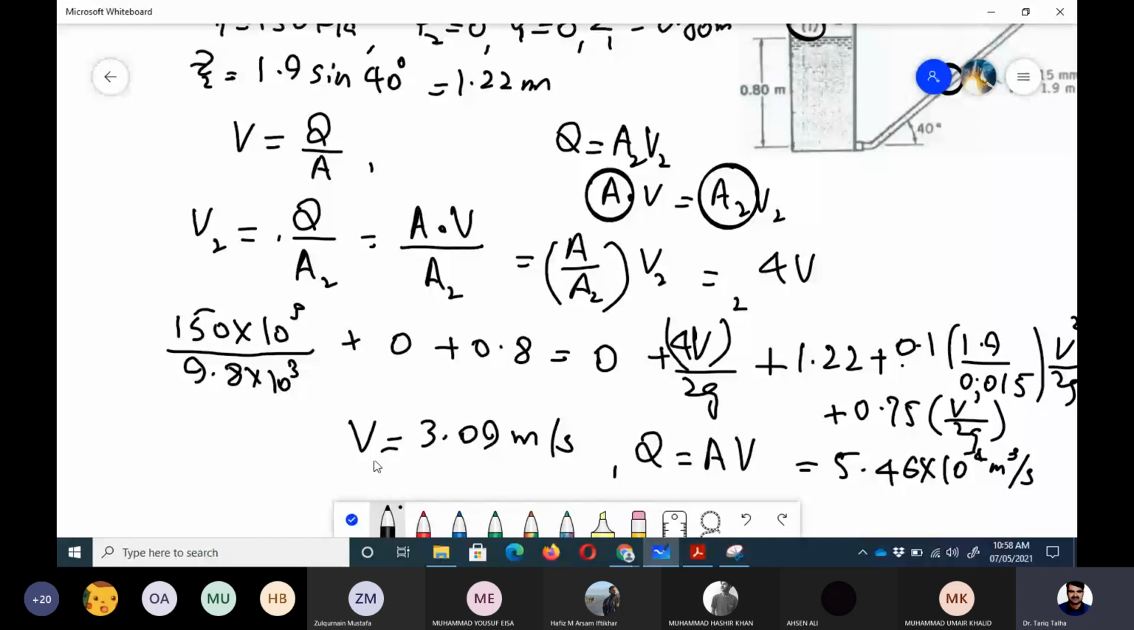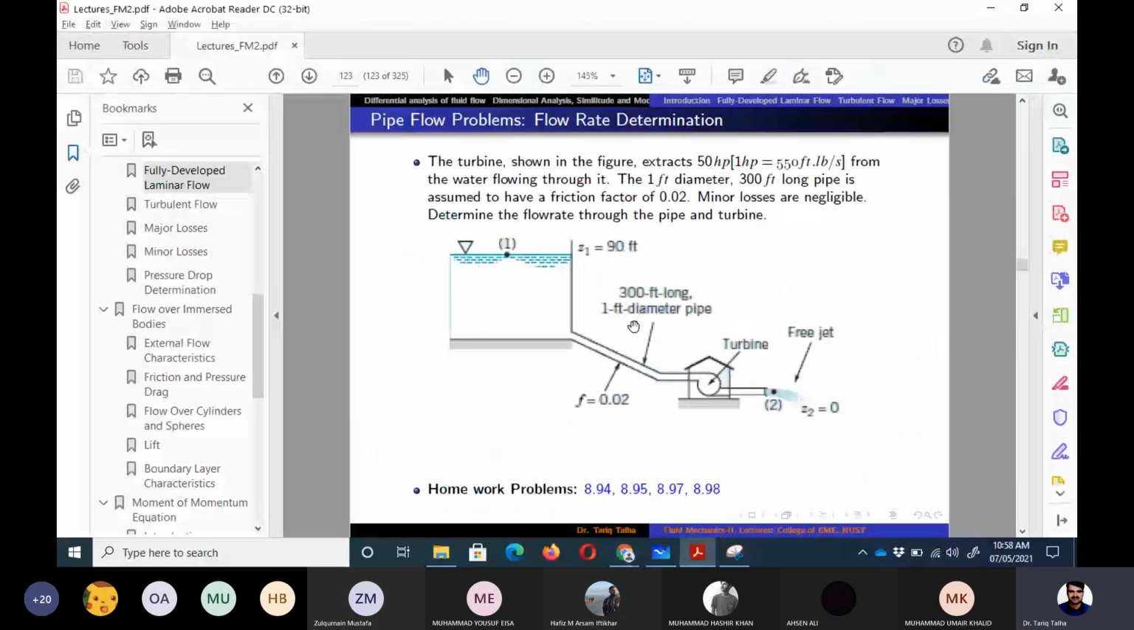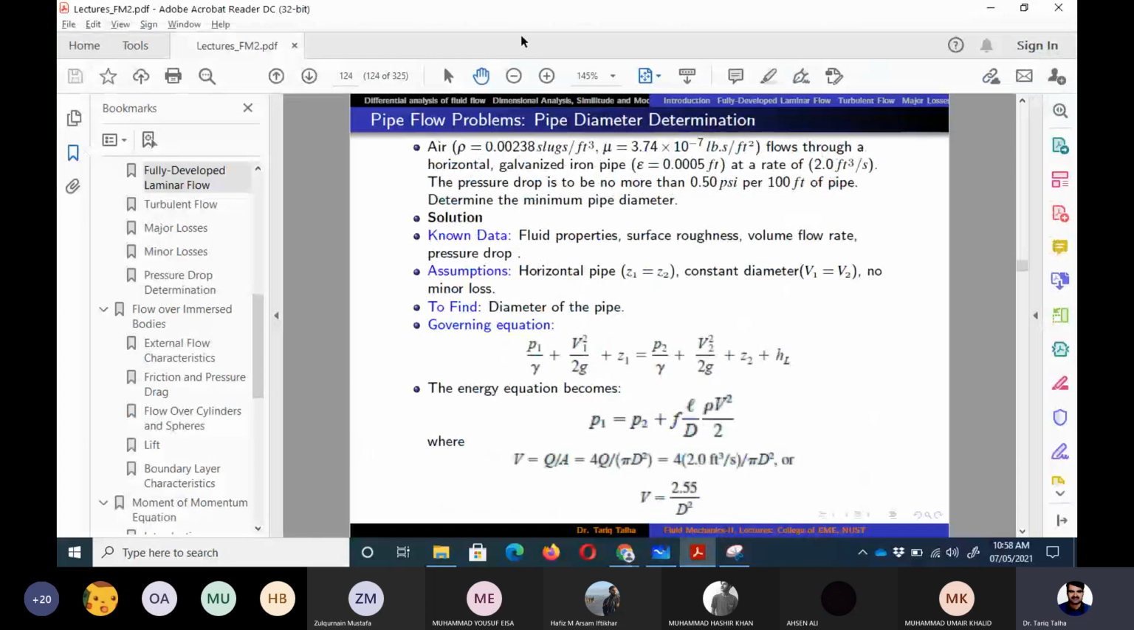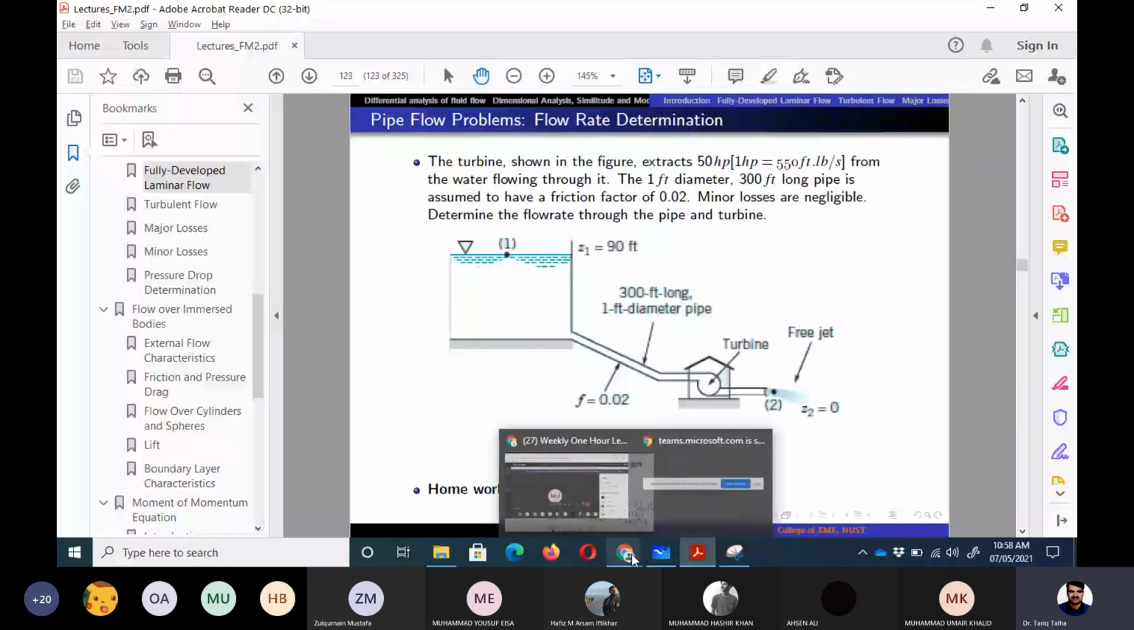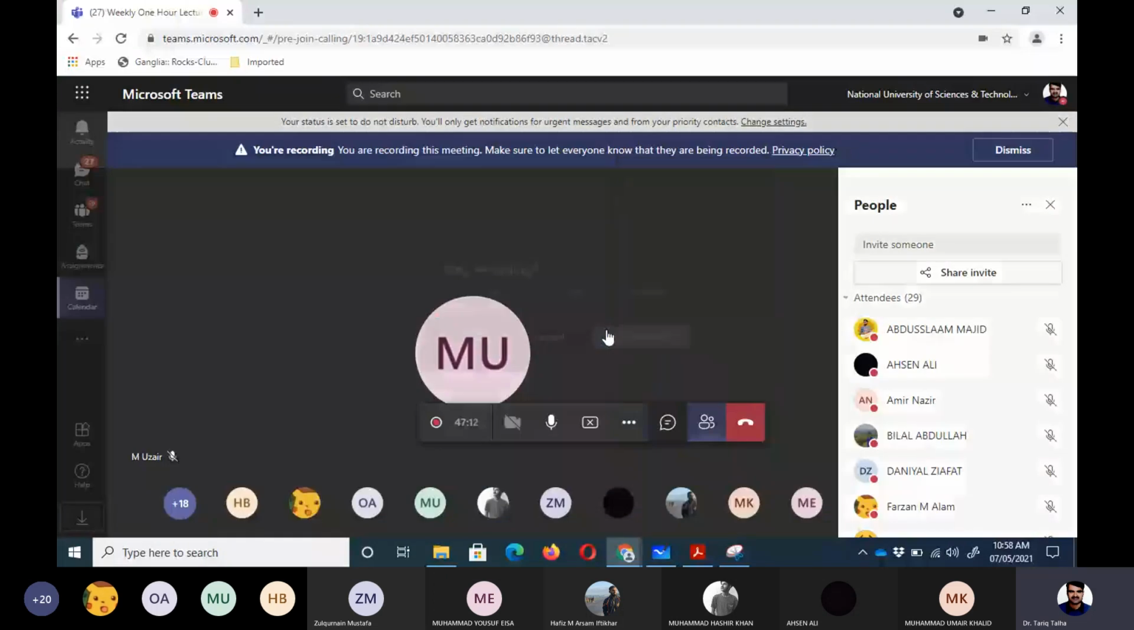So in this way we can find the velocity and the volume flow rate. So we did one numerical problem in this class. We will do one in the next class for the volume flow rate, and then the third type, which is pipe diameter determination, we will do in the next class after that. If there is any question you can ask, otherwise we can just finish the lecture now.